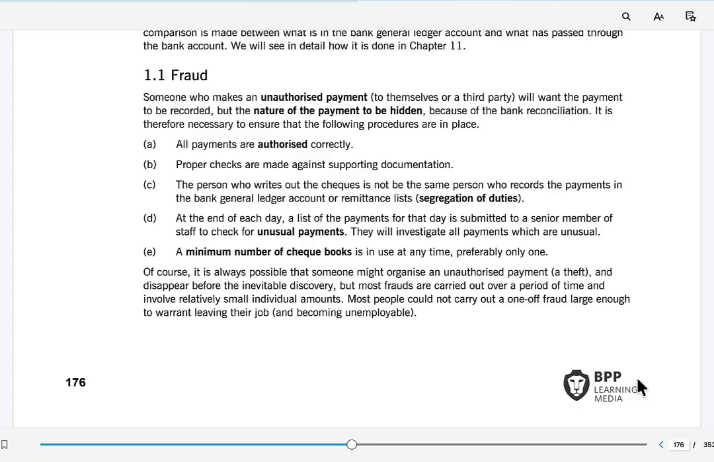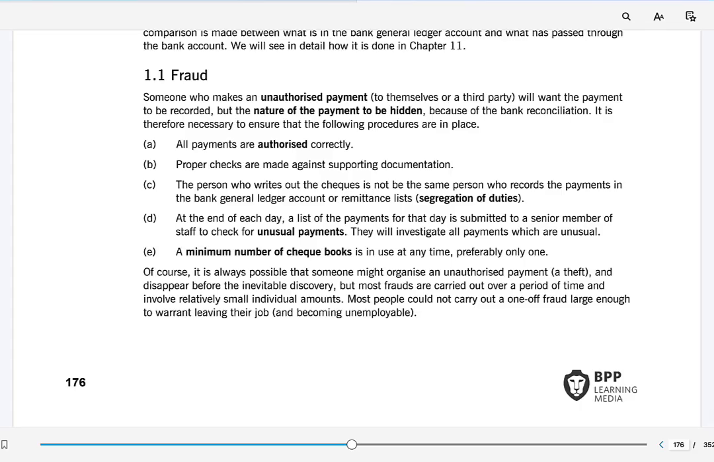What does an unauthorized payment look like? Let us make this simple. An unauthorized payment can happen in many ways. Here are the most common ways. 1. A fake supplier is created. The fraudster creates a supplier name that looks real. Then they prepare an invoice. Then they arrange a payment to that supplier. But the supplier is not real. The money is actually going to the fraudster.